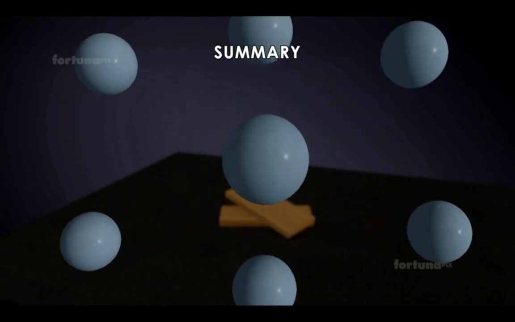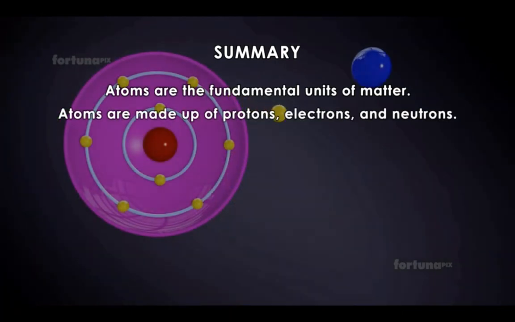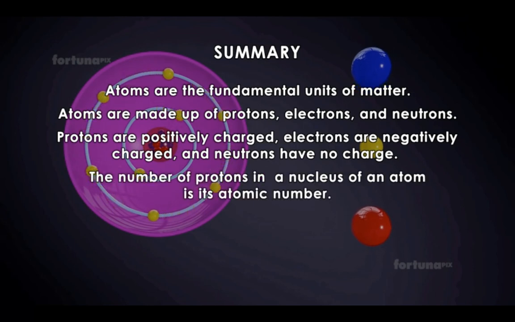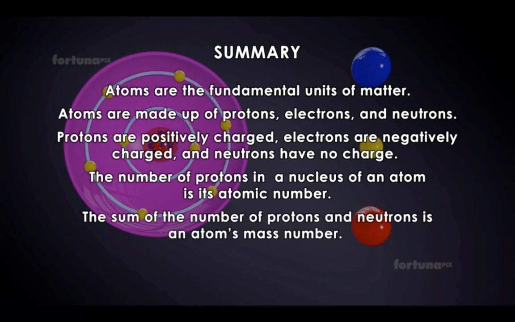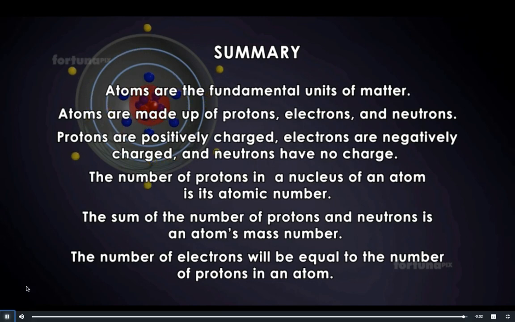Summary: atoms are the fundamental units of matter. Atoms are made up of protons, electrons, and neutrons. Protons are positively charged, electrons are negatively charged, and neutrons have no charge. The number of protons in a nucleus of an atom is its atomic number. The sum of the number of protons and neutrons is an atom's mass number. The number of electrons will be equal to the number of protons in an atom.